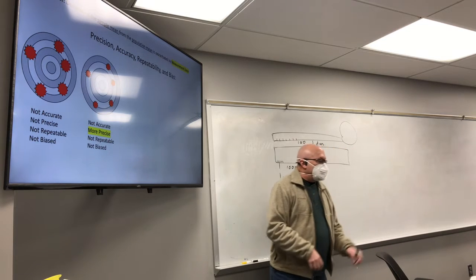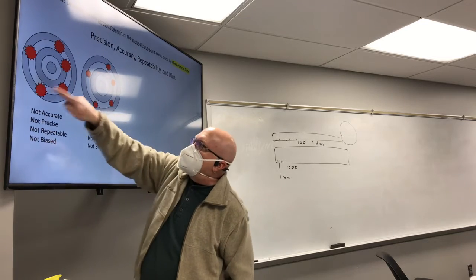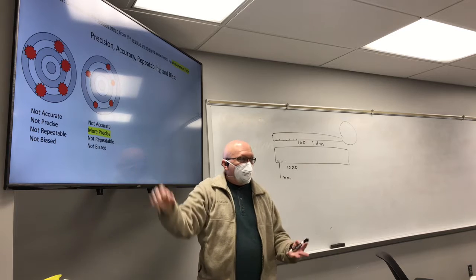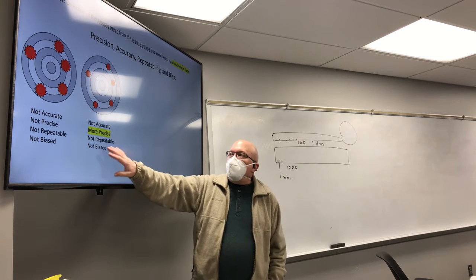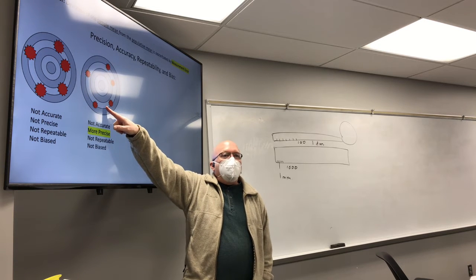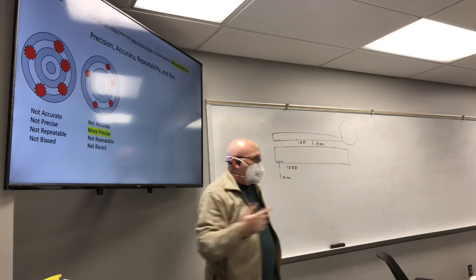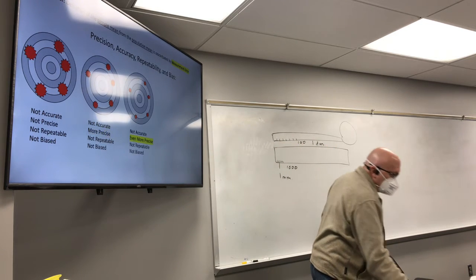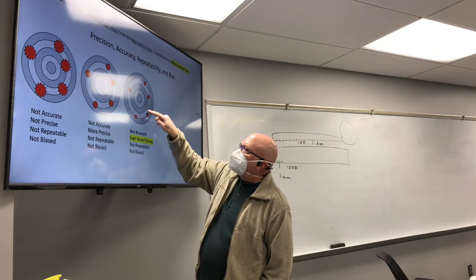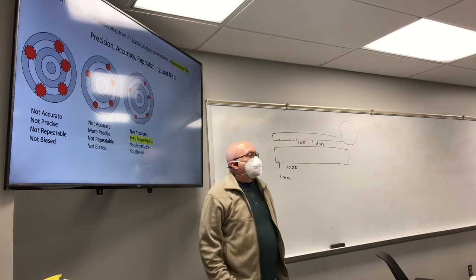This is a situation that is not accurate. It has the same level of lack of accuracy as before. It's not repeatable, the same level of lack of repeatability. It's also not biased. It is more precise because the bullet holes are smaller. A .44 versus a .38. Once again, same pattern: not accurate, not repeatable, not biased. Even more precise because now you're shooting at the target with a .22.